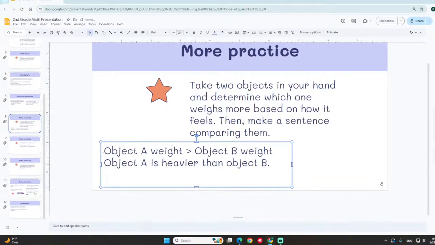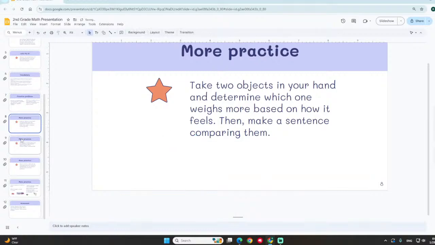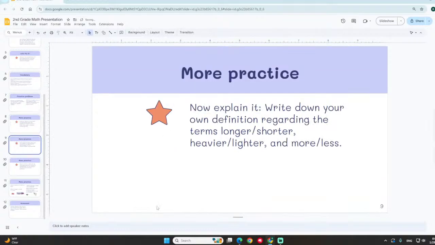So use this to compare your objects. Which object is heavier? Whichever one has more weight is going to be heavier. So now let's go on to more practice.